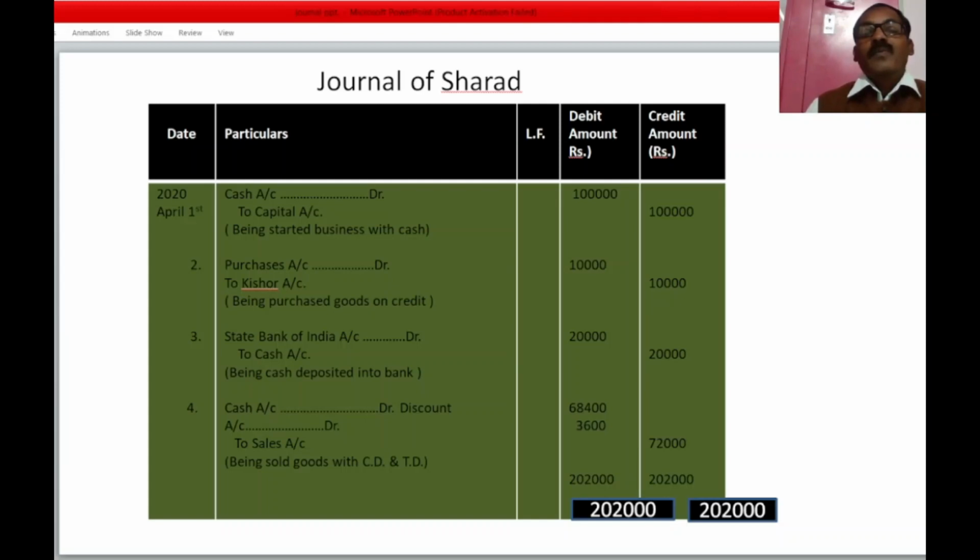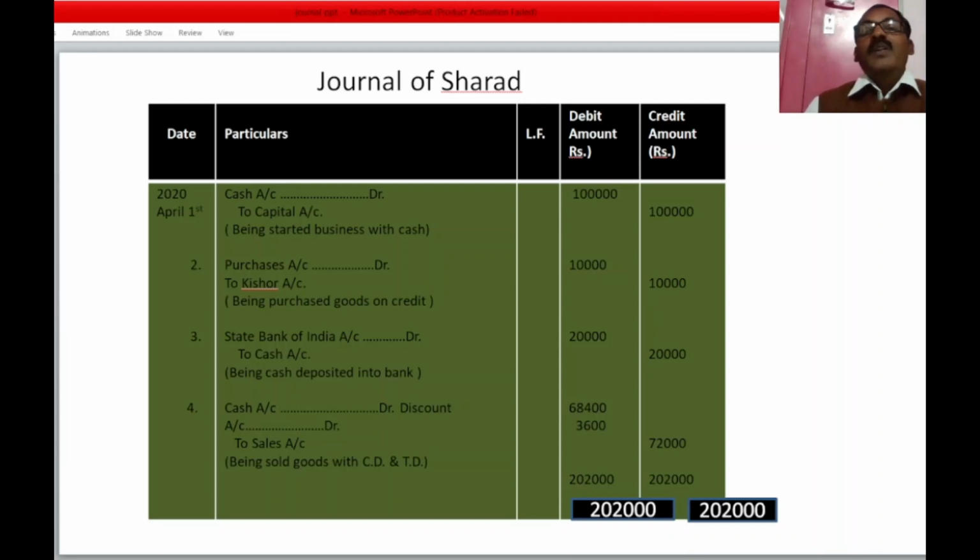And last, goods sold for cash, and trade discount and cash discount are allowed. So 10% trade discount is calculated first and deducted from the gross value, then on the remaining amount the cash discount is calculated. Trade discount is calculated but not recorded in the books of account, and cash discount is deducted from the amount and recorded in the books of account. Narration 'being sold goods with cash discount and trade discount'. Then all transactions are recorded in the books of account.